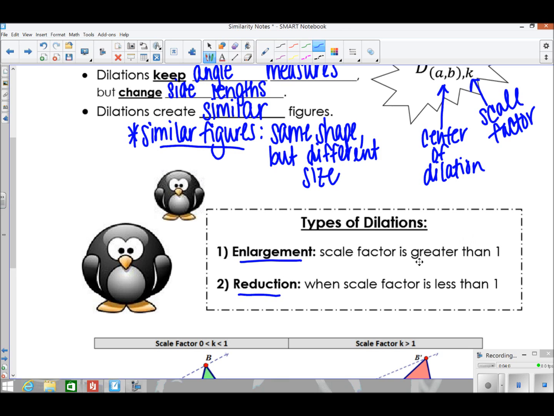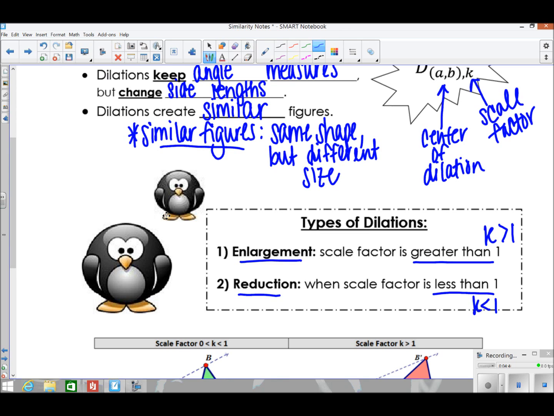An enlargement means that your scale factor is greater than 1, so that K value will be greater than 1. For example, 2 would mean it's going to get twice as big, or 3, it's going to get 3 times as big. Whereas if your scale factor is less than 1, so if K is less than 1, it's going to be reducing. So it'll get half as big or 1/3 as big, something along those lines. If the scale factor equals 1, then basically nothing's occurring. It's not going to get bigger or smaller, so we wouldn't really call it a dilation. It would just be staying the same. That's why it's either greater than 1 or less than 1.